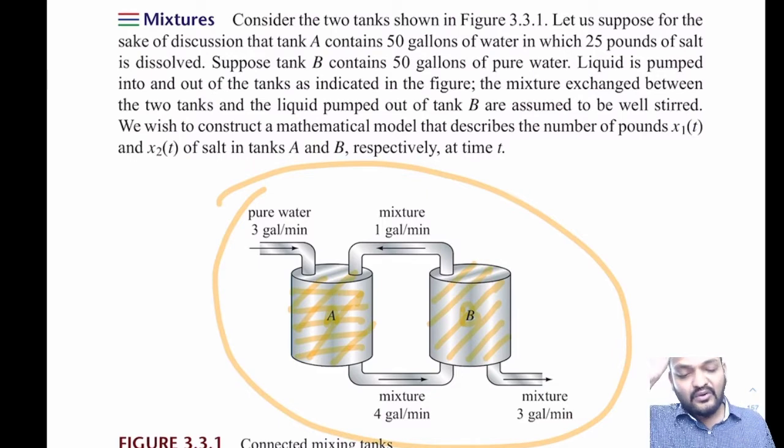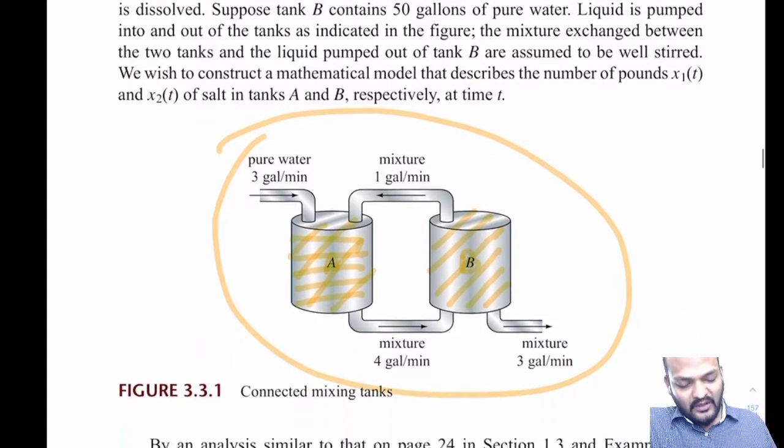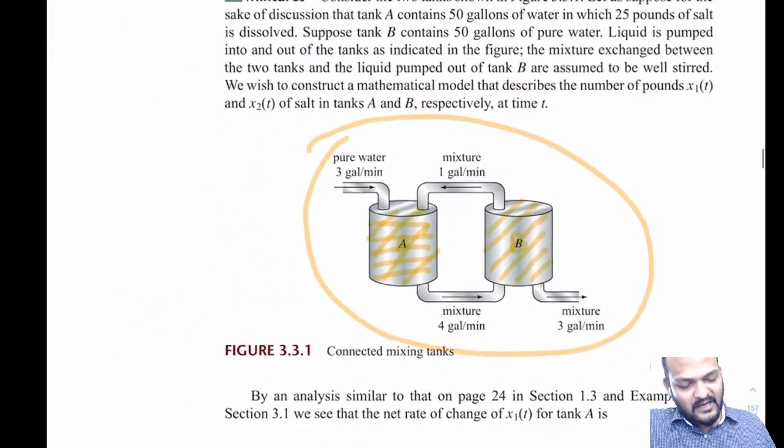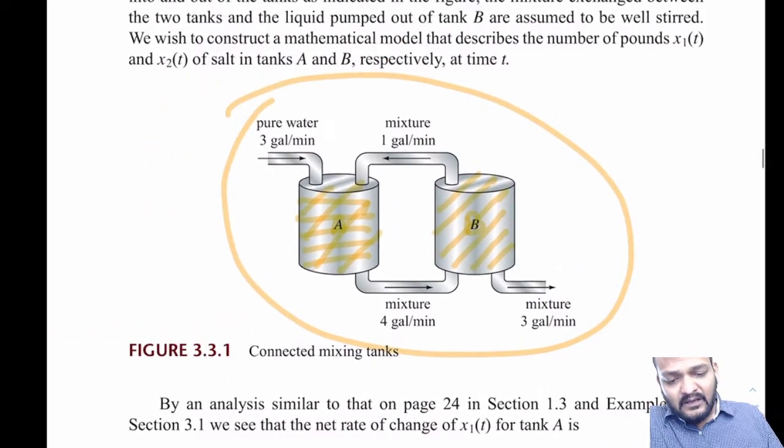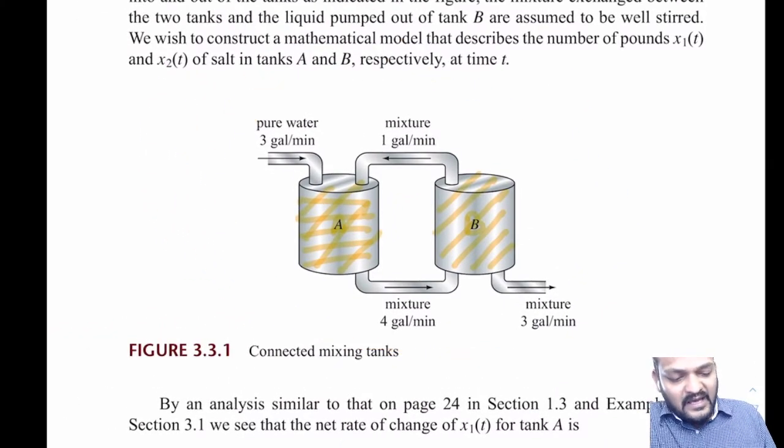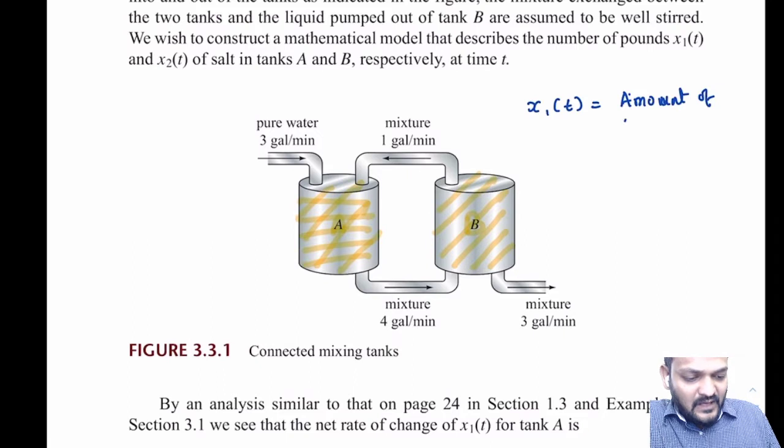So what we are going to do is model the amount of salt in each tank at any given point of time, right? How do we do that? For that, let's take a look at a couple of things. Number one, let's give some names. Let's say x1 of t. The x1 of t is the amount of salt at time t.